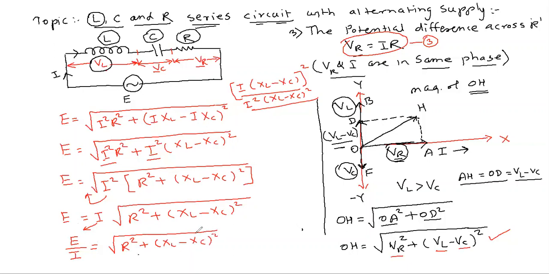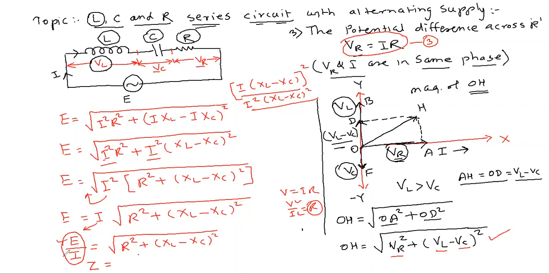So what about this E upon I? Now E upon I is nothing but your Z, and this Z is called an effective opposition. You see, we can correlate this one. E upon I, just as you know Ohm's law, V is equal to IR. So I can write here V upon I is equal to R. That means this is nothing but your resistance, the potential difference divided by current.